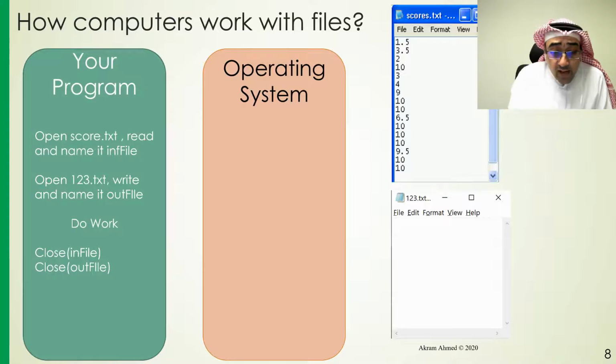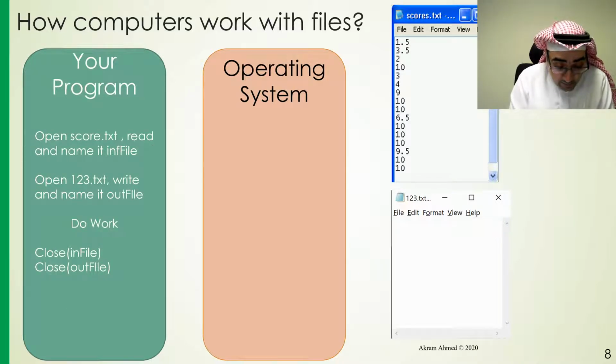So suppose you have a program. In your program, you want to open scores.txt, and this is scores.txt, okay? So it's actually shown over here. This is scores.txt, and you want to open it for reading, and there is a 123 text, and you want to open this file 123 so you can actually write into it, okay?